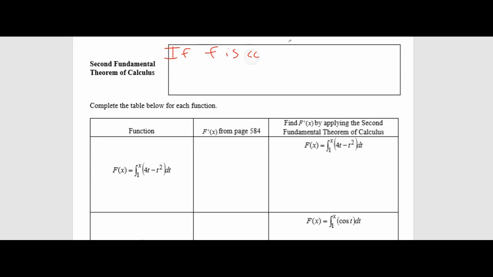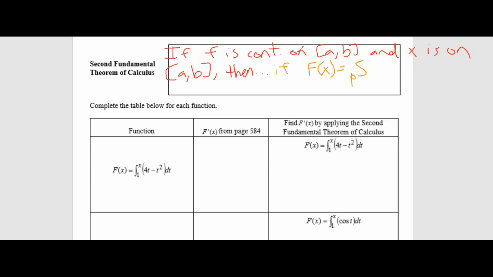If f is continuous on the closed interval a to b, and x is on the closed interval a to b, then if capital F of x is equal to the integral from a to x of f of t dt, then capital F prime of x is going to be equal to f of x.